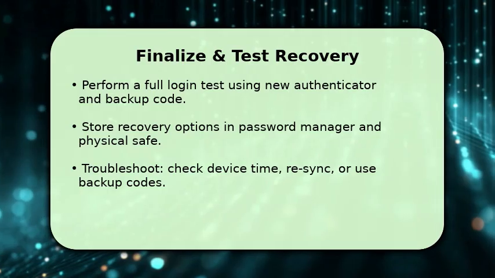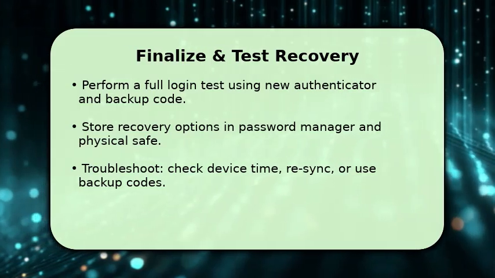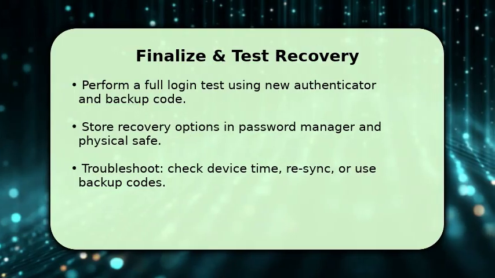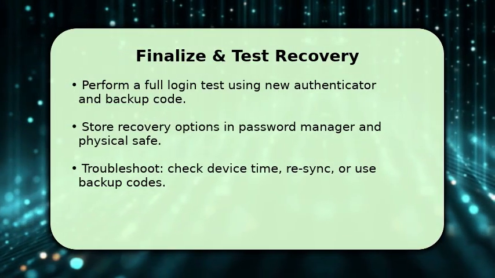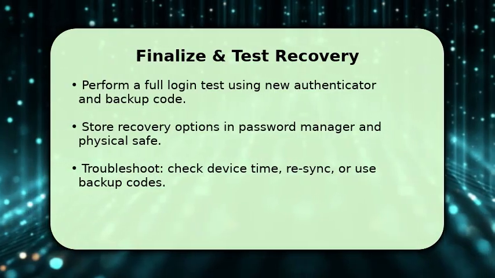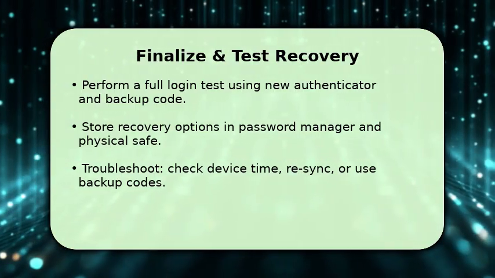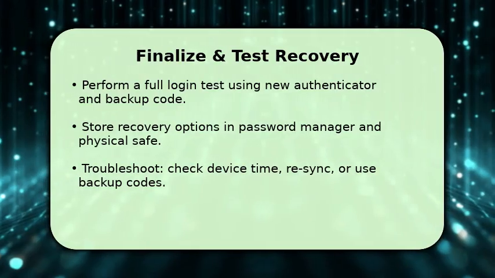If something goes wrong, start by checking the device clock and resyncing the authenticator. Time drift causes most failures, then try a backup code or your recovery email. If those fail, contact account support with proof of identity and explain you lost two-factor access.